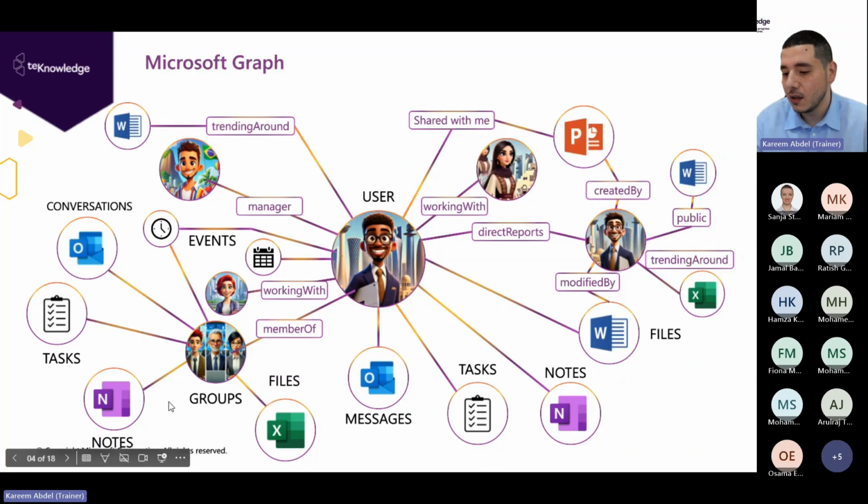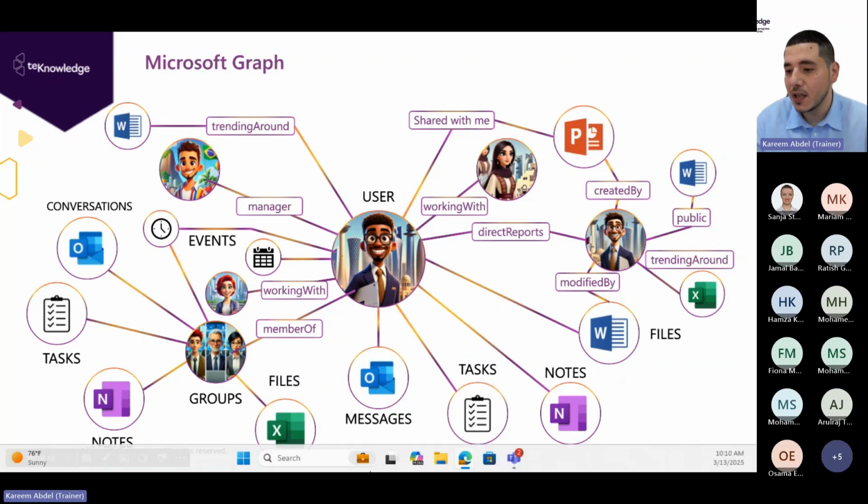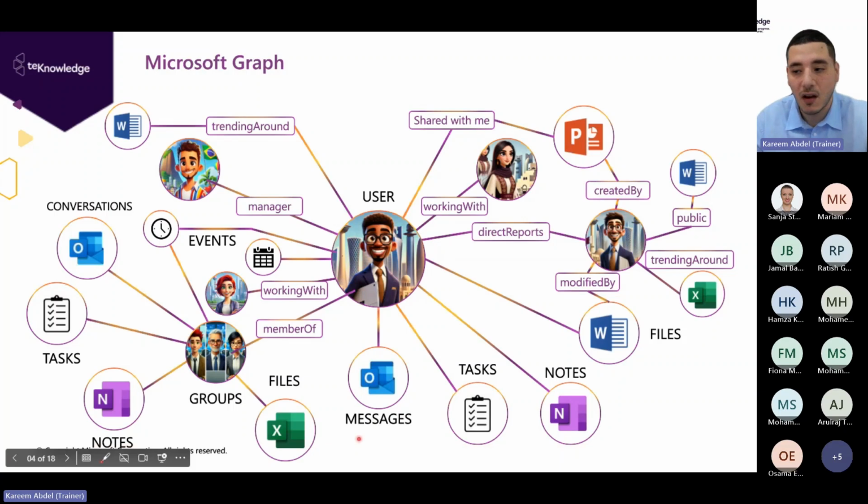Let's just get the pointer. So we've got the user over here. Now this user works with other users. They work on different documents together, and they might have some tasks assigned. There are emails within their inbox. They can have Teams chat conversations. They're part of groups. They work on files, Excel sheets, notes, etc. They have events, calendar, meetings.